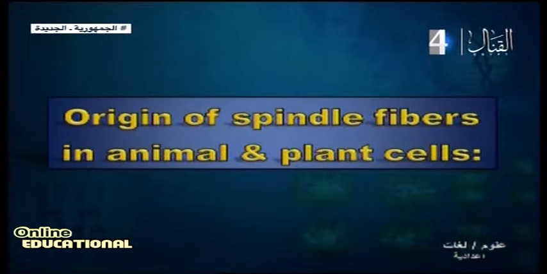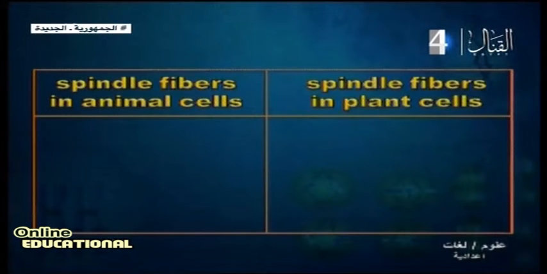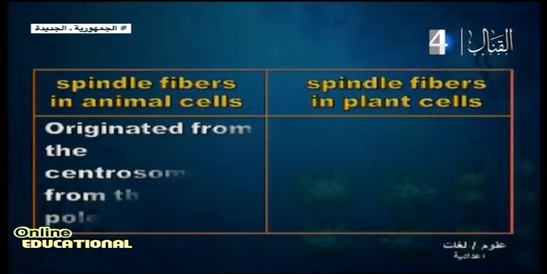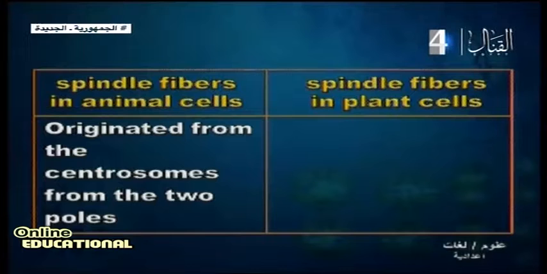Okay, now we have a comparison between the origin of spindle fibers in animal cells and in plant cells. Let's see. Here are spindle fibers in animal cells and spindle fibers in plant cells. Spindle fibers in animal cells are formed from centrosomes at the two poles of the cell. So, in an animal cell, centrosomes move to the two poles of the cell and form spindle fibers. This is the source of spindle fibers in animal cells.